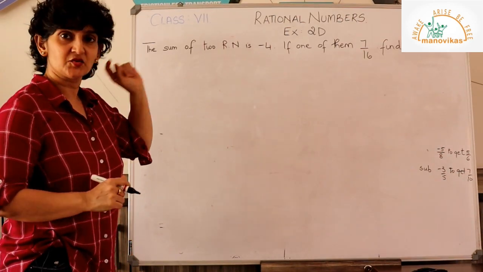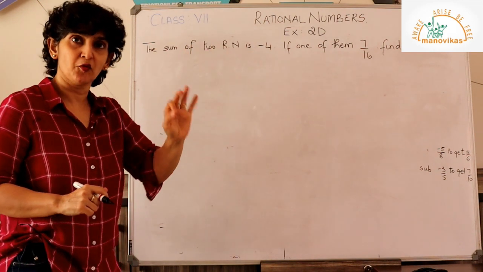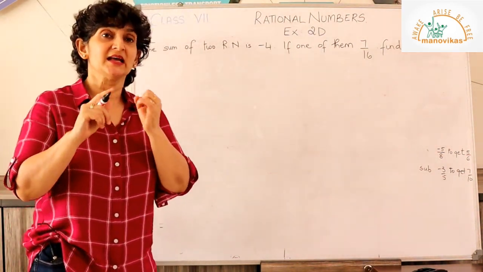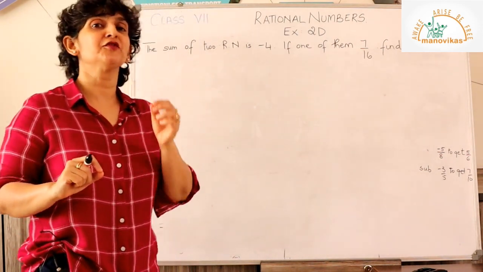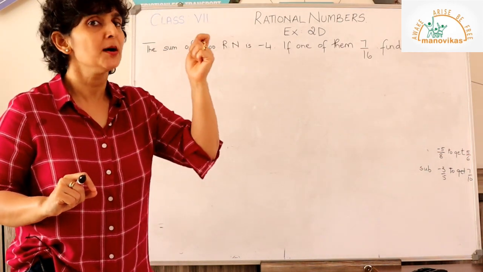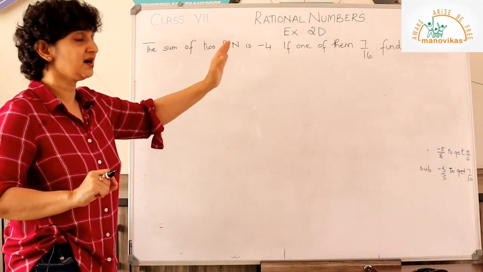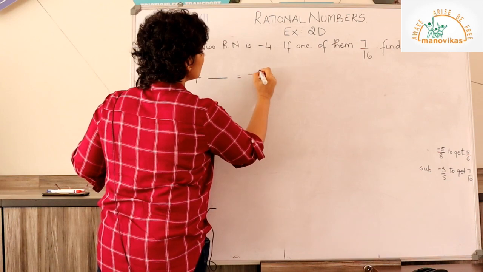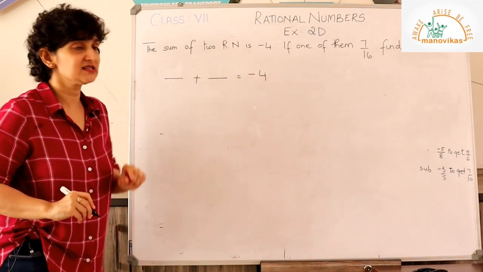Our next question, let's read it first. The sum of two rational numbers is minus 4. Please remember, we need to understand certain terms like sum means add. Suppose if I say difference, difference means minus. When you say product, product stands for multiply. Now let's come back. The sum of two rational numbers is minus 4. Means something plus something is equal to minus 4.